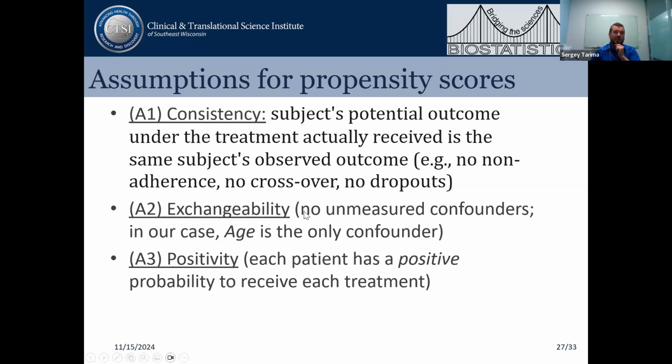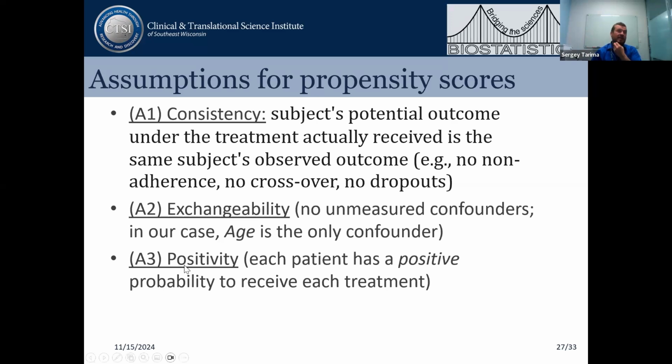Another thing is exchangeability, which means that there are no unmeasured confounders. We assumed, like in our example, that we have just a single confounder H. But what if there are some other confounders which we did not include in our causal diagram? This is not acceptable for propensity scores because in this case we can get invalid inference.